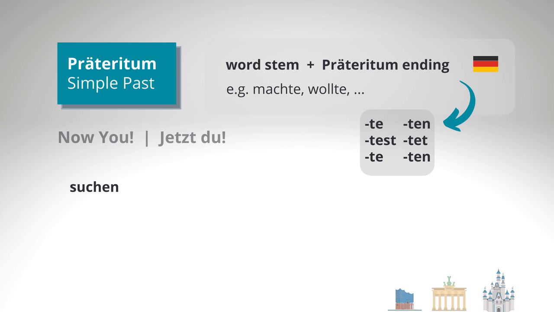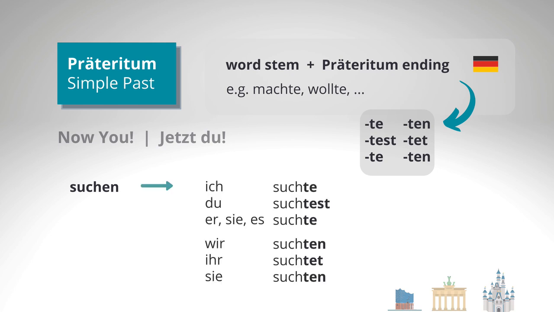The correct solution would be, ich suchte, du suchtest, sie es suchte, wir suchten, ihr suchtet, sie suchten. The word stem of suchen is such, and then you just add the Präteritum endings.